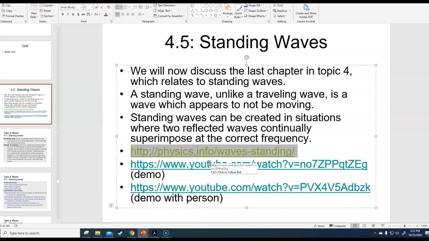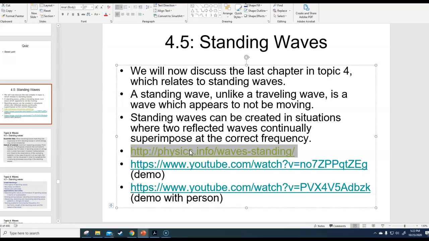Okay, and basically a standing wave is a wave which can be created in situations where you have two reflected waves continually superimposing at certain frequencies. Essentially you have a situation where you somehow create a wave and it reflects off of a boundary, and as that wave comes back, the new wave that you are creating causes interference with the reflected wave, and that can create a standing wave.